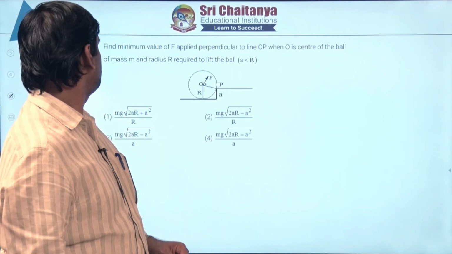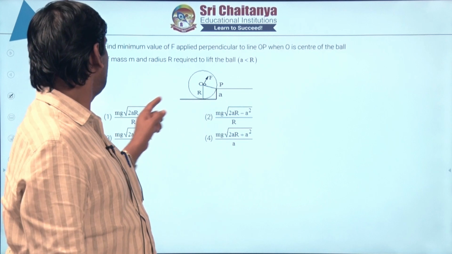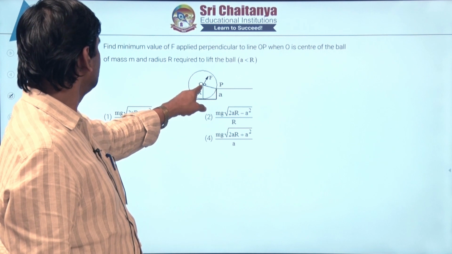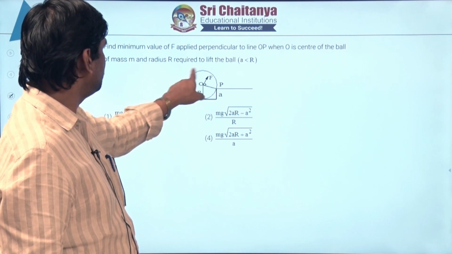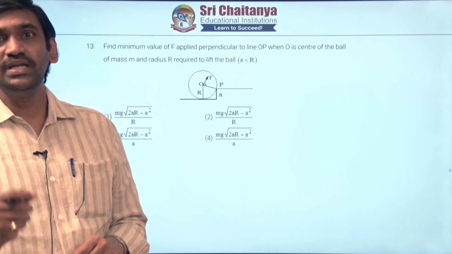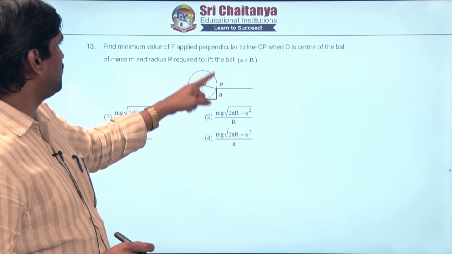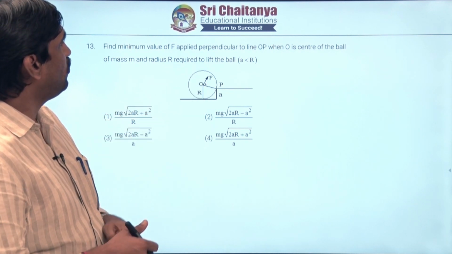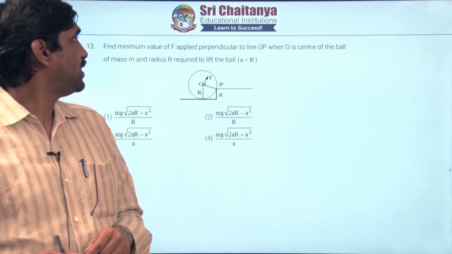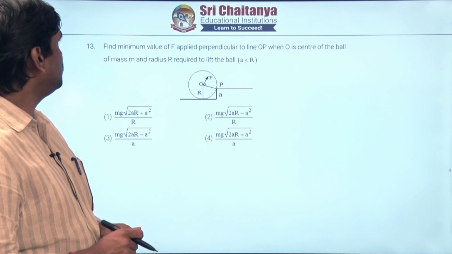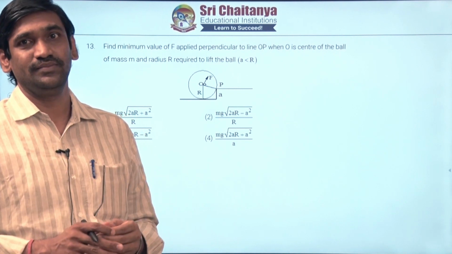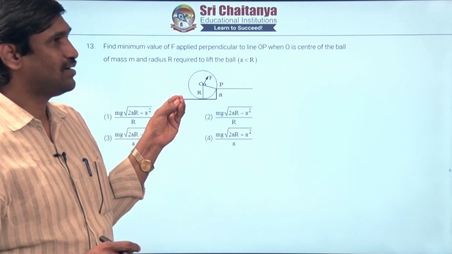Now, I am starting the 13th question. In the 13th question, here this is the sphere of mass m, radius r, which is placed on the steps. Now, they are asking to find the minimum value of F applied perpendicular to OP, when O is the center of the ball, m is the mass, and r is the radius. They are asking what is the minimum force required just to lift the body. In this, I am going to take the concept of toppling.